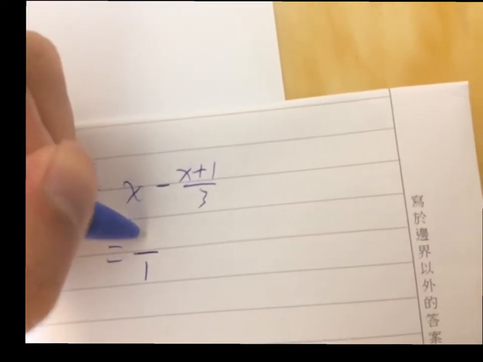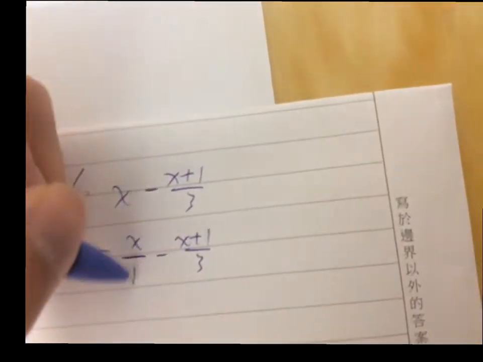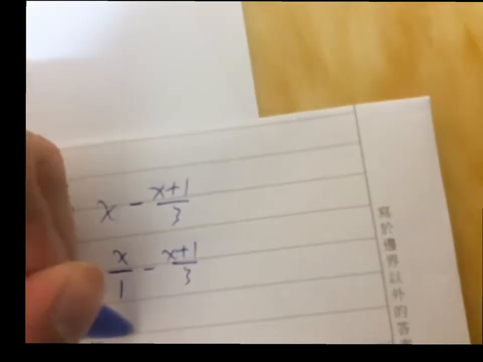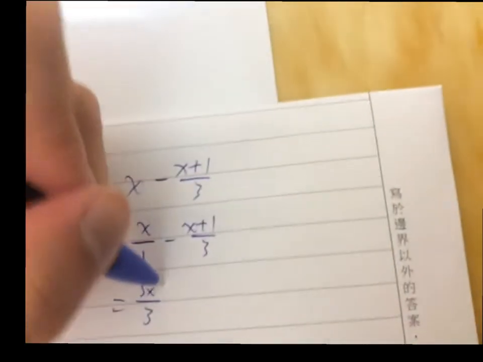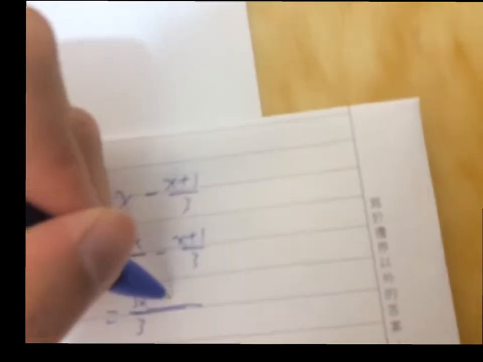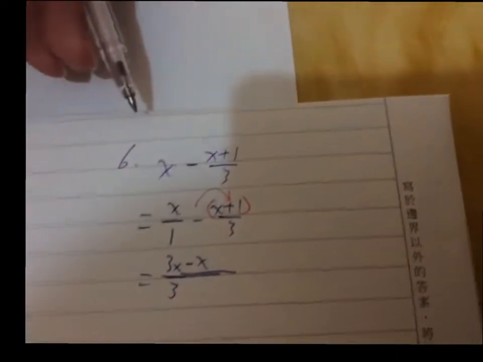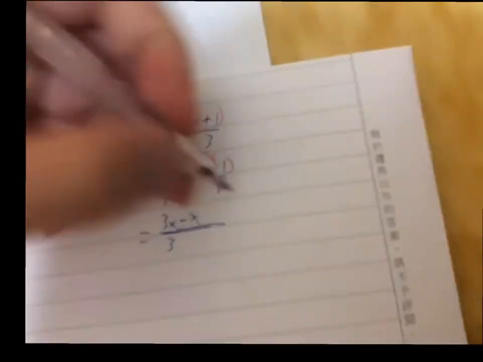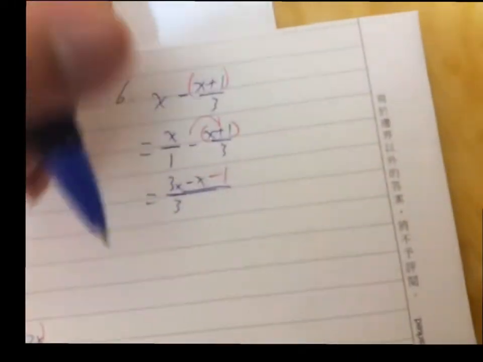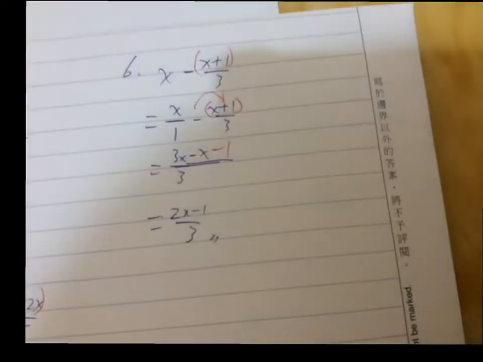Number 6. This is not a fraction, you have to change it to 1 over x first, and then for the denominator the LCM will be 3x, and then minus (x minus 1). If you don't like it, it's easy to make mistakes, I suggest you bracket the numerator in the first step. So it will be minus 1 over 3x, and it will be 2x minus 1 over 3x.